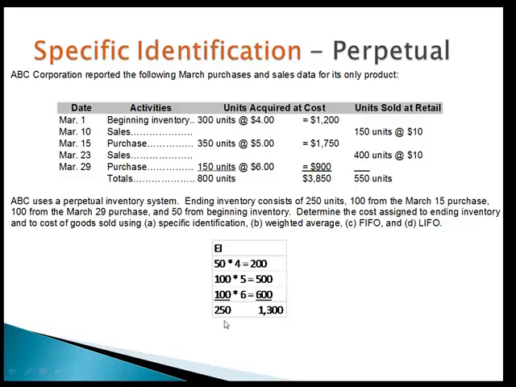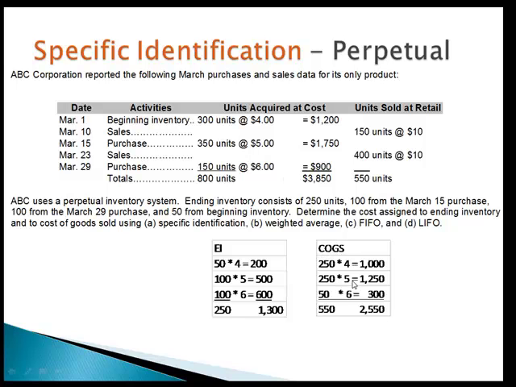So we have 250 units in ending inventory, and cost of goods sold would be the items that were not sold. Or I'm sorry, were not in ending inventory. So of these $4 units, 50 were in ending inventory. That means that 250 were sold. So 250 times 4 is 1,000. That middle tier, if 100 units were in ending inventory, that means that 250 units were sold.